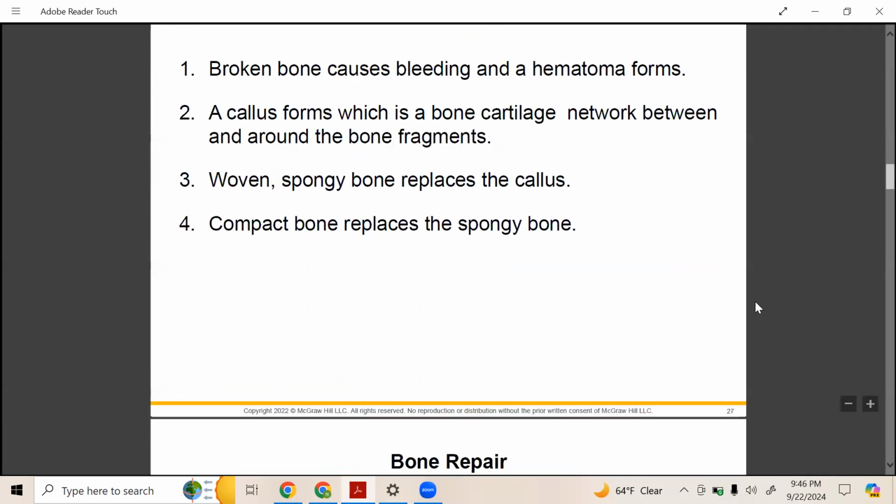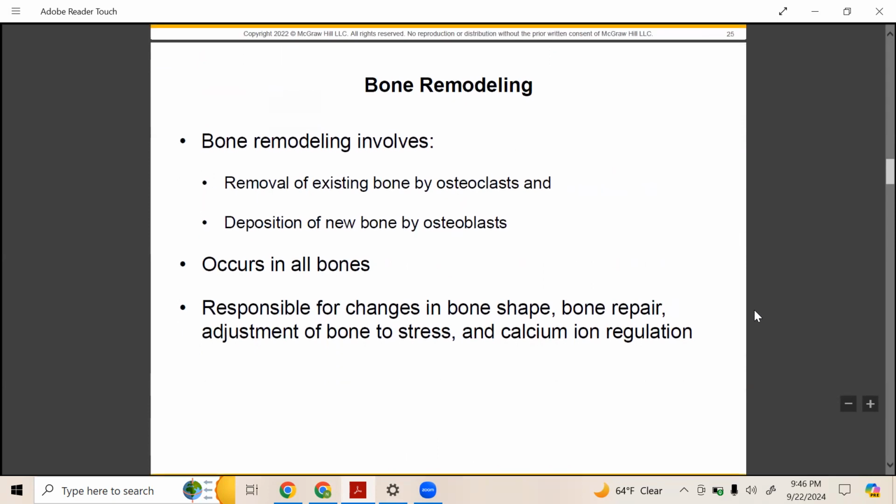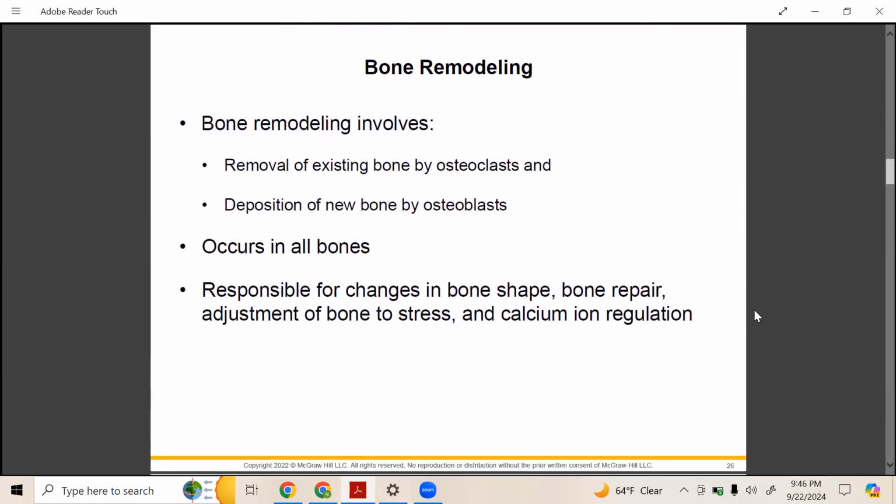Okay, the next thing we're going to talk about is bone remodeling versus bone repair. Bone remodeling means that our osteoclasts are removing some existing bone, and our osteoblasts are laying down new bone. This is going to occur in all of our bones, and this is how our bone shape changes. If we have certain stress on a certain area of a bone, it's going to respond by building this up more. And this is also how we regulate our calcium ion level in our blood.